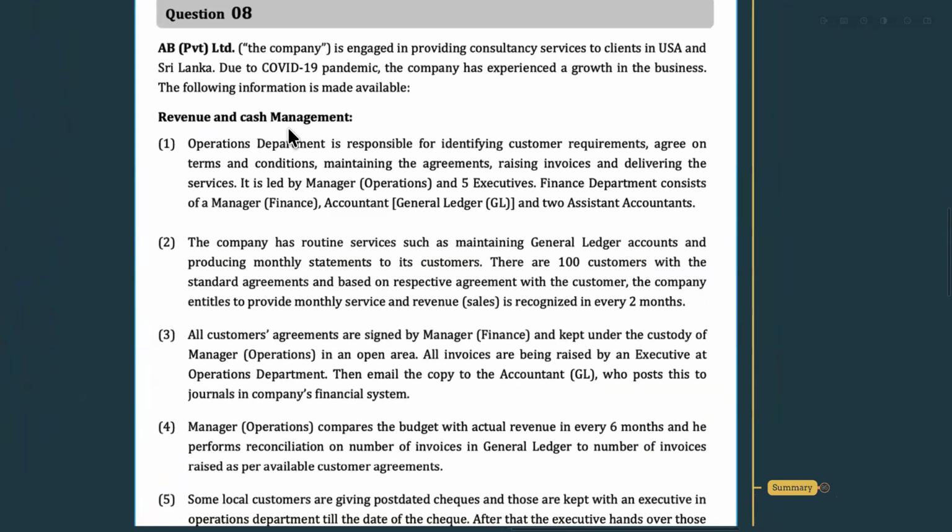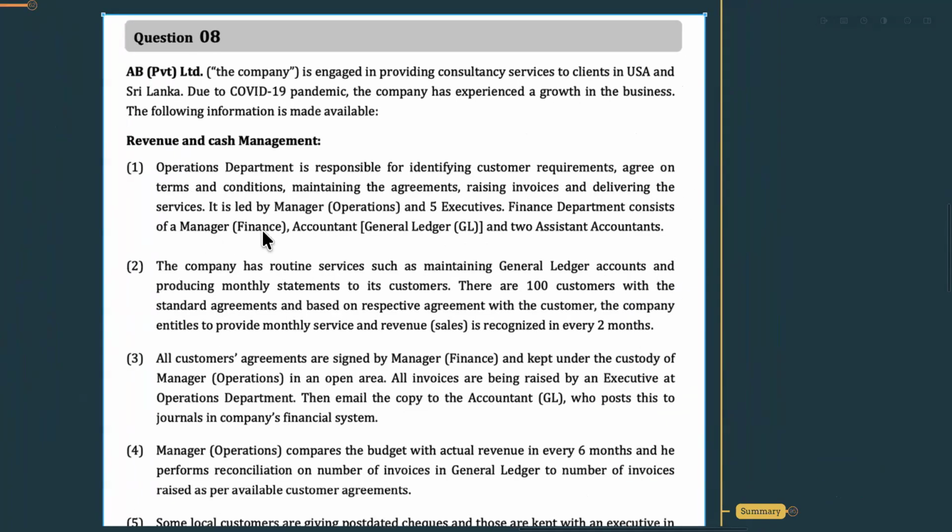That's the question. First one, the operation department is responsible for identifying the customer requirements, agreeing on terms and conditions, maintaining the agreements, raising the invoices, and delivering the services. It is led by the manager, operations, and 5 executives. Finance department consists of a manager, finance, accountant, general ledger, and 2 assistant accountants. That is their hierarchy.